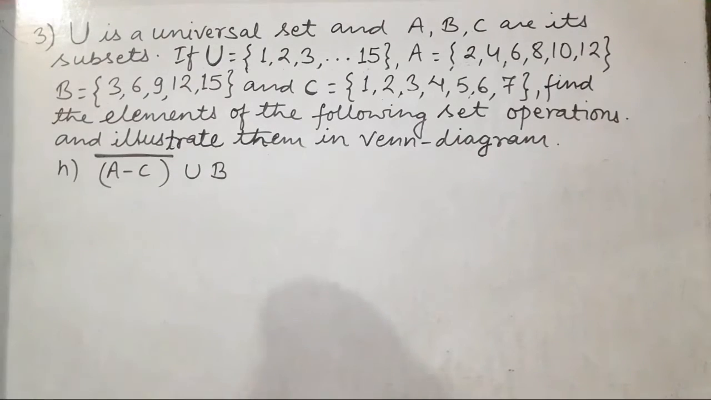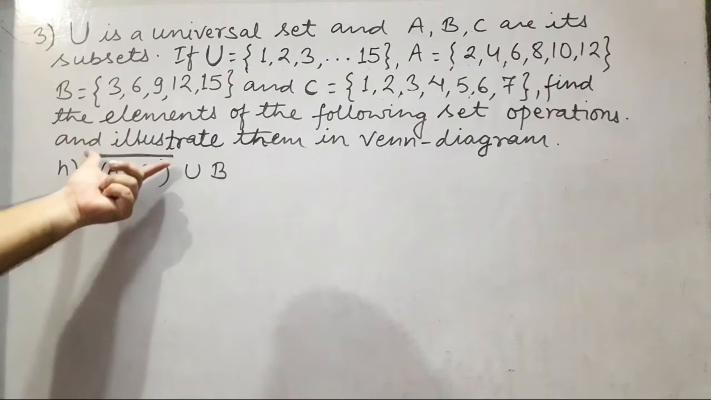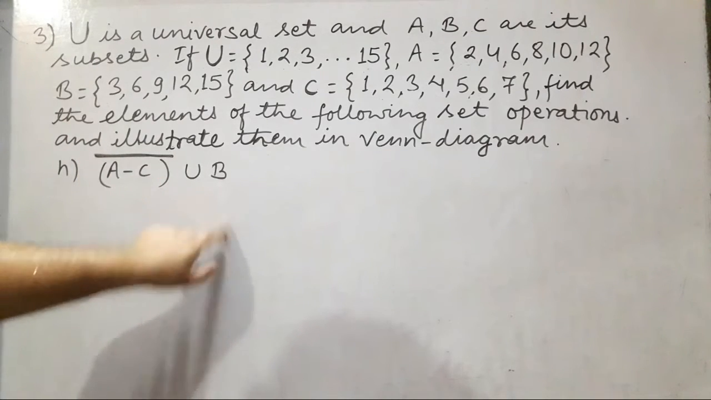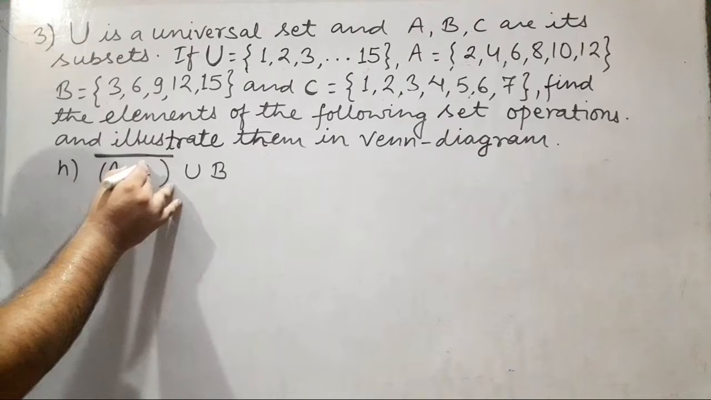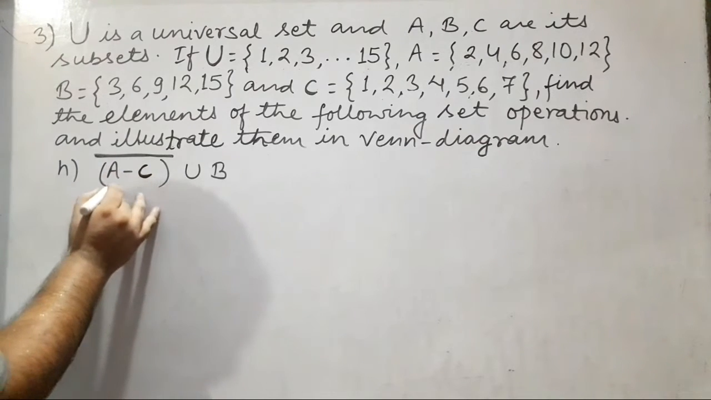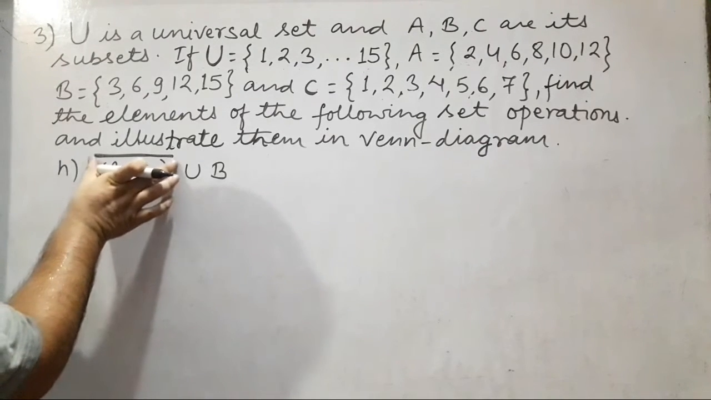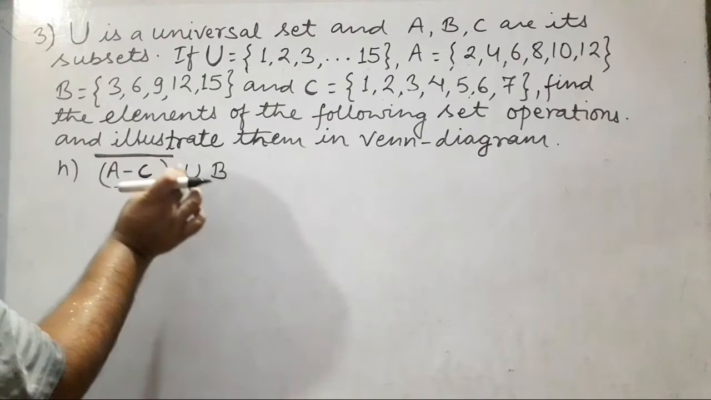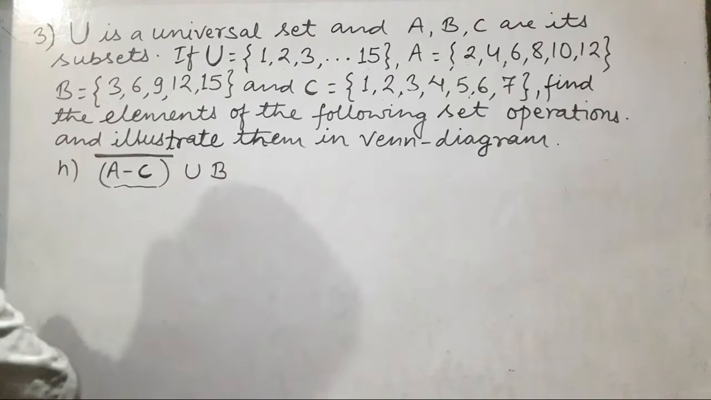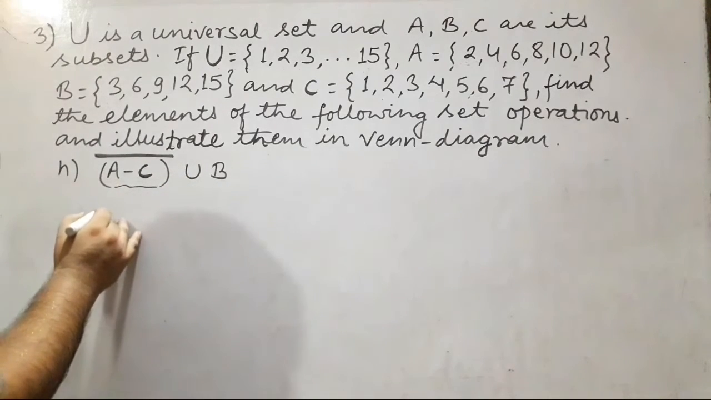Okay, part H: A minus C complement union B. At first we have to find out A minus C, then find the complement, then take the union with B. Let's find out A minus C at first.